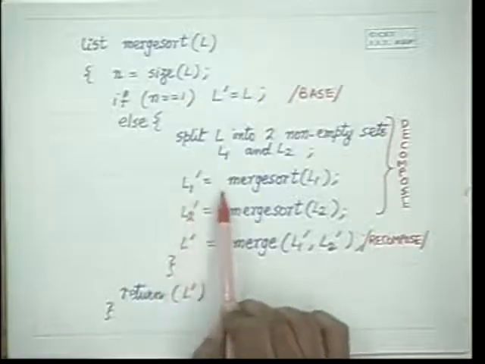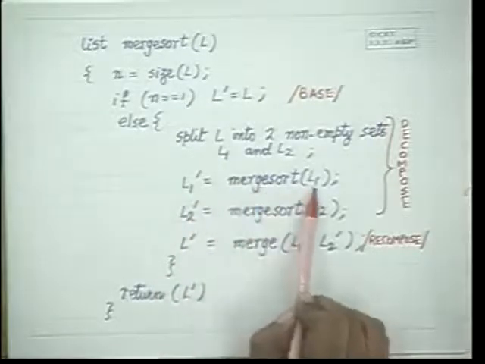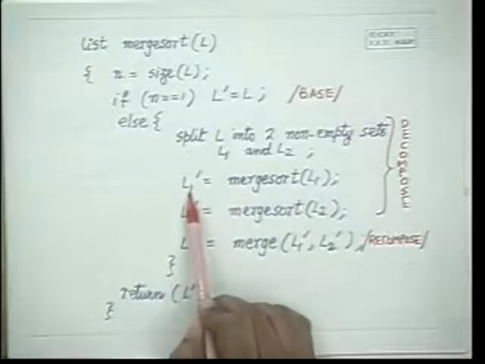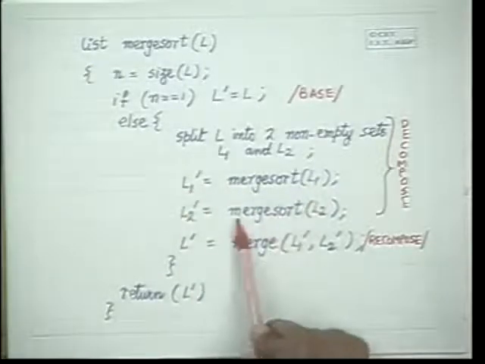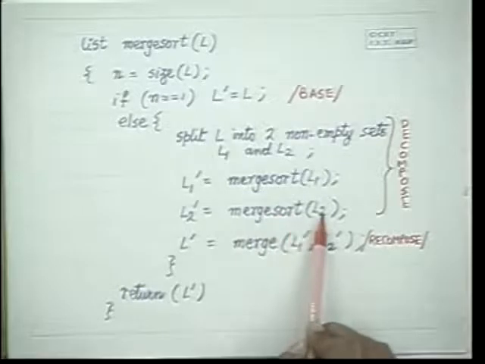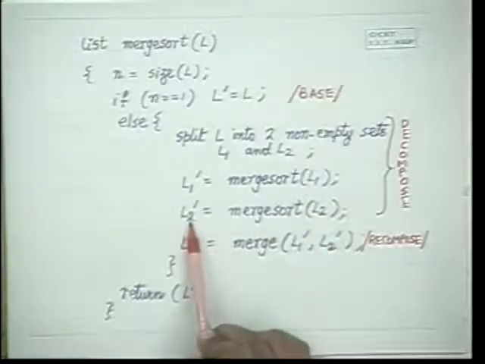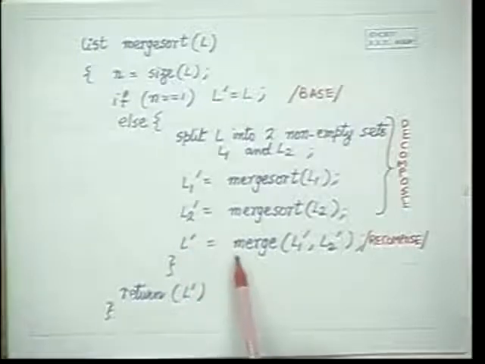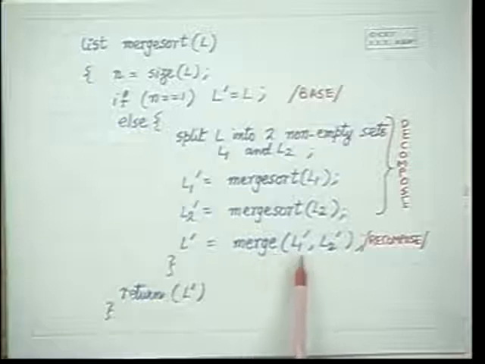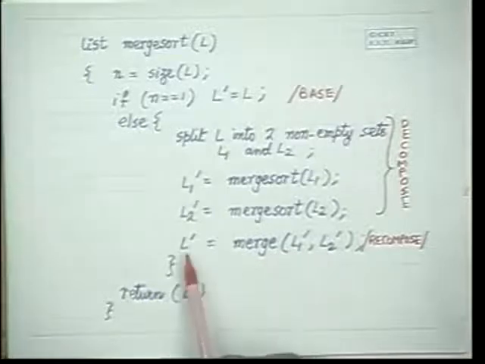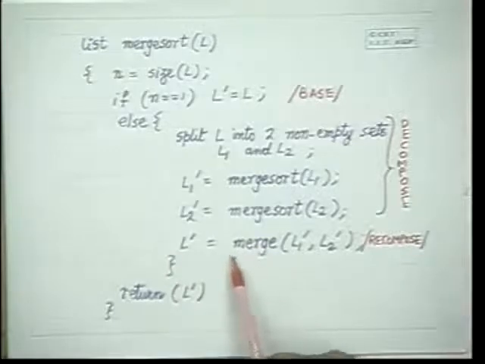And we recursively merge sort L1 to get L1 dashed as a returned sorted list of L1. We recursively sort L2 to get a sorted list L2 dashed. And we defined a combine routine which could combine two sorted lists to form a complete sorted list. Let us now call it the routine merge, because this is what it is traditionally called.